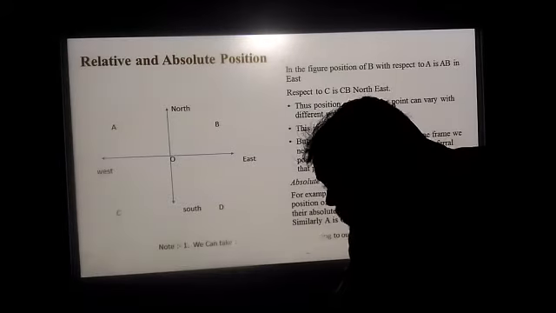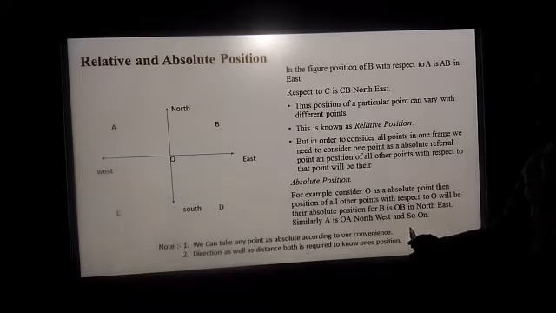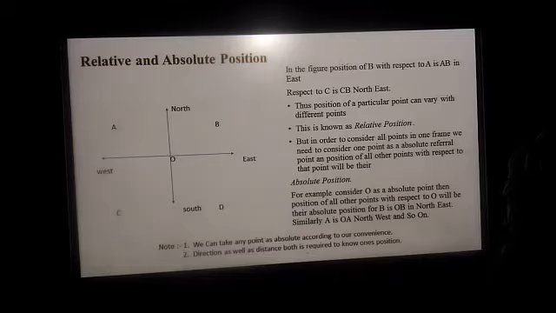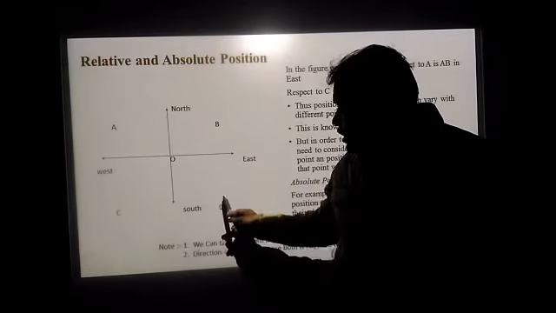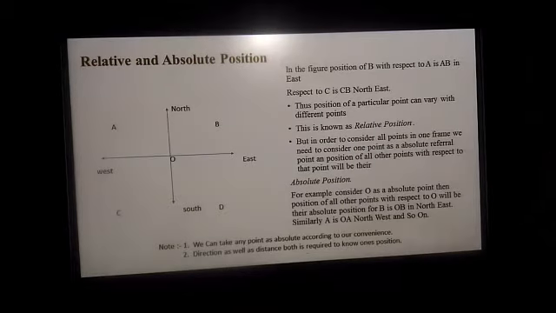These are very important points in motion. We can conclude with two key points. First, we can take any point as the absolute point according to our convenience. Here I have taken the point O as the absolute point, but you can also take the point D as the absolute point. And the second one is that both direction as well as distance are required to denote one's position.